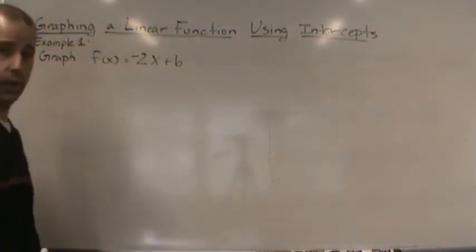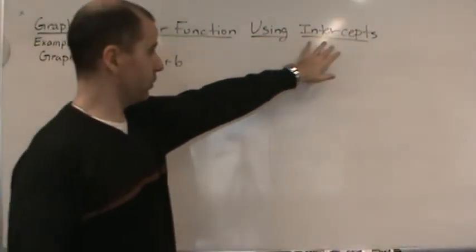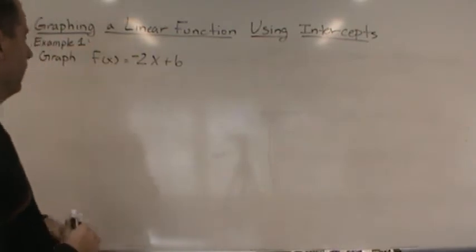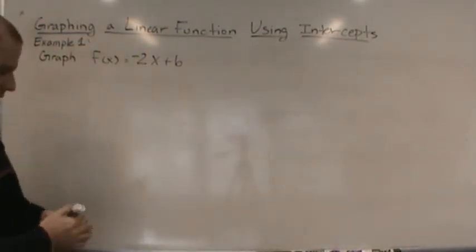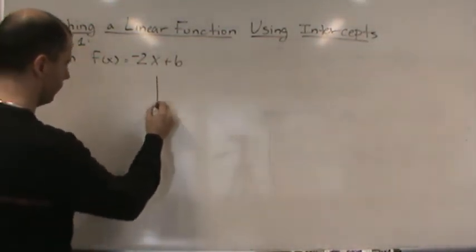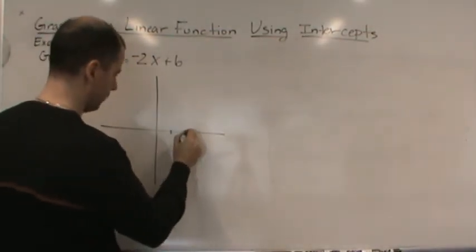Okay, so here we're going to do an example, and this isn't going to be using the intercept. So I'm going to show you how to graph a linear function just using the intercepts. So we're given this function, so we've got negative 2x plus 6. And so the way we're going to graph this is using the x and y intercepts.